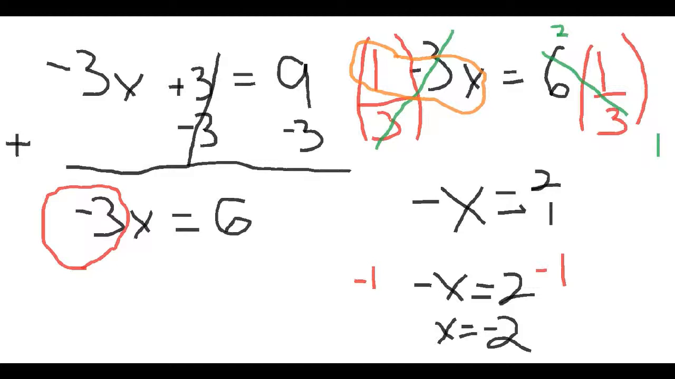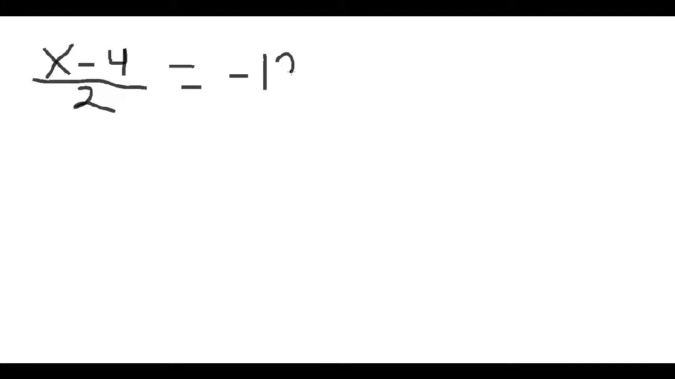We'll erase this, and we'll do another problem. Another problem that may be a little bit confusing for you all is this. x minus, we'll say 4 over 2 equals negative, we'll say -12 for here. So same thing. What we'll do is let's get rid of this 2.